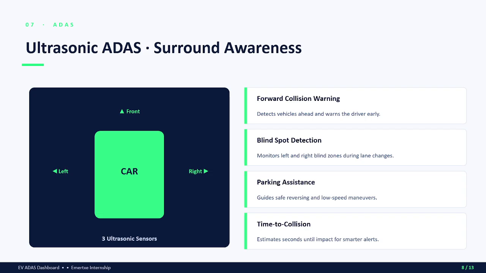Three HC-SR04 ultrasonic sensors are placed at the front, left, and right of the vehicle. The front sensor detects obstacles for forward collision warning. The left and right sensors detect vehicles in blind spots. When the speed is below 10 km per hour, all three sensors assist in parking. The system also calculates time to collision using distance and vehicle speed. Depending on the calculated values, the alarm level changes from advisory to warning and finally critical.